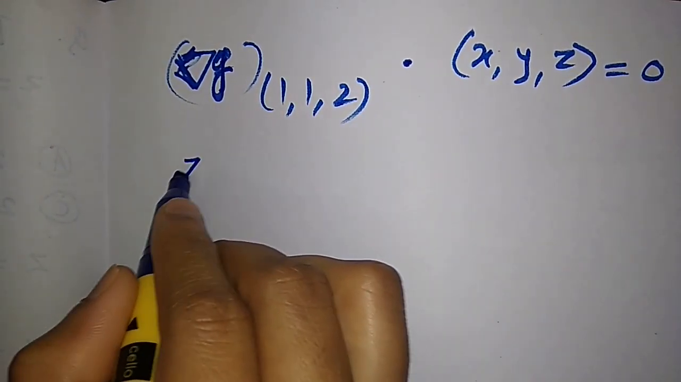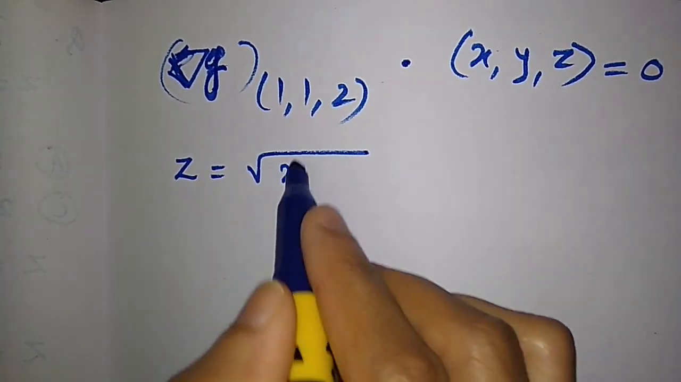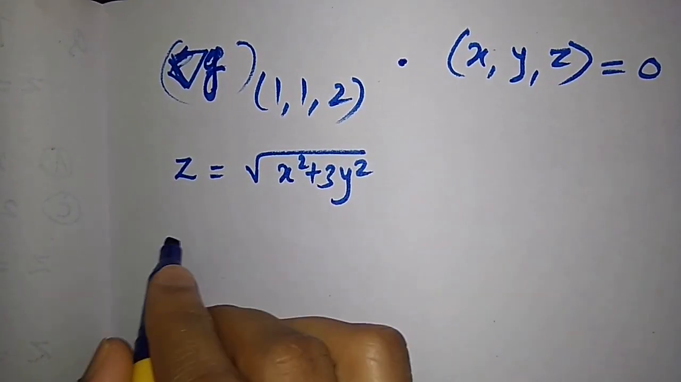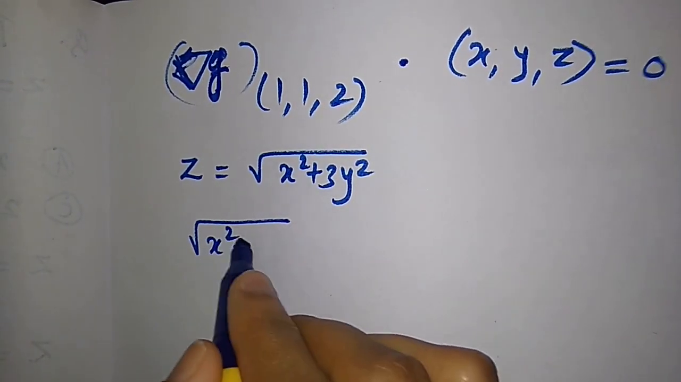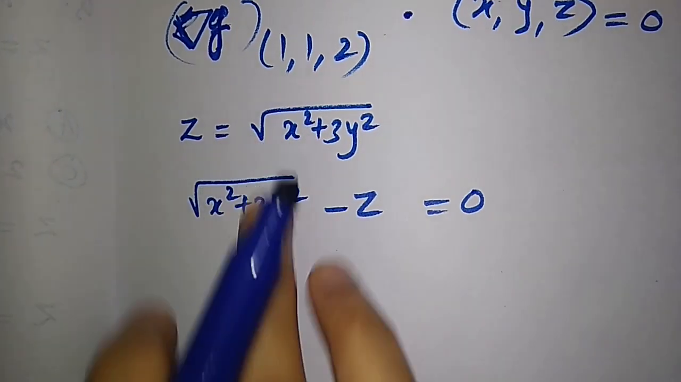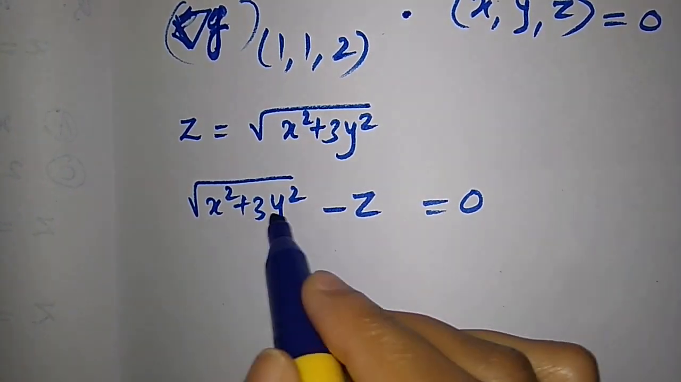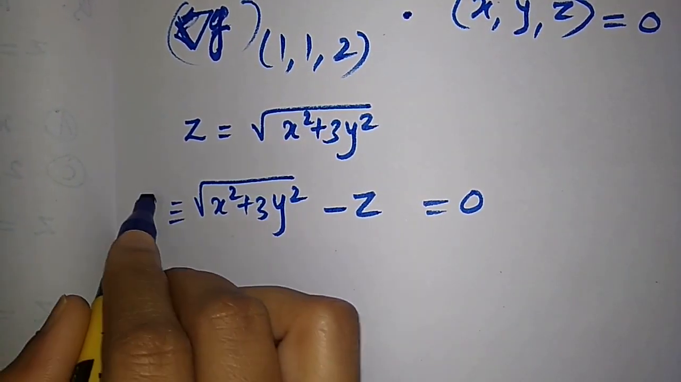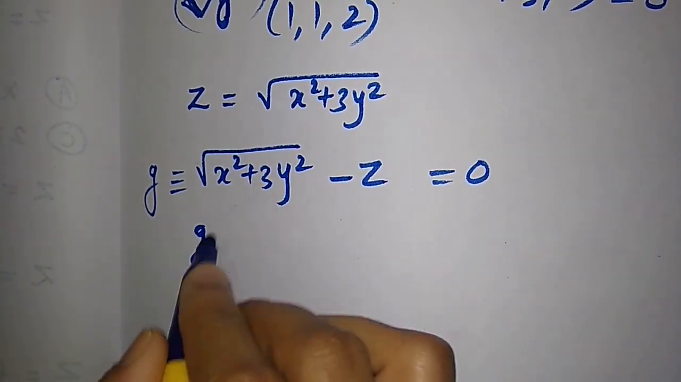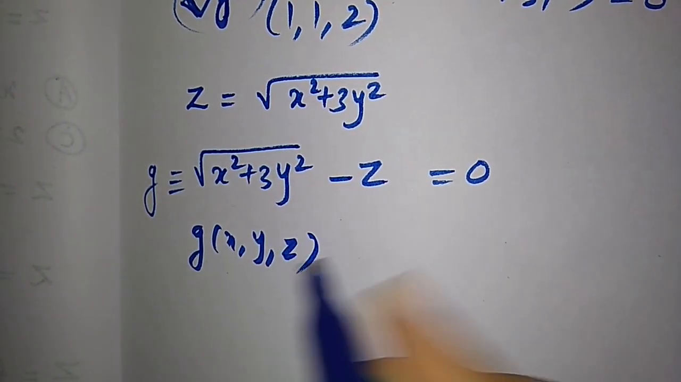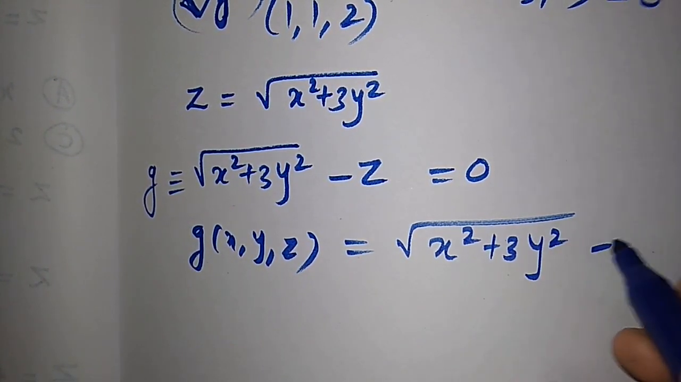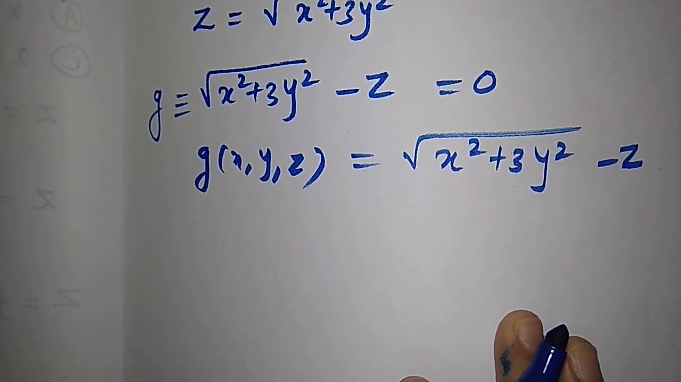G is nothing but we have given this surface z is equal to square root of x square plus 3y square. So you just take it as square root x square plus 3y square minus z is equal to 0. You can write this as this. So you just take this surface as, you set this as g of x y z. So our g is the function of x y z, which is just equal to square root of x square plus 3y square minus z. And now find out the gradient of g.